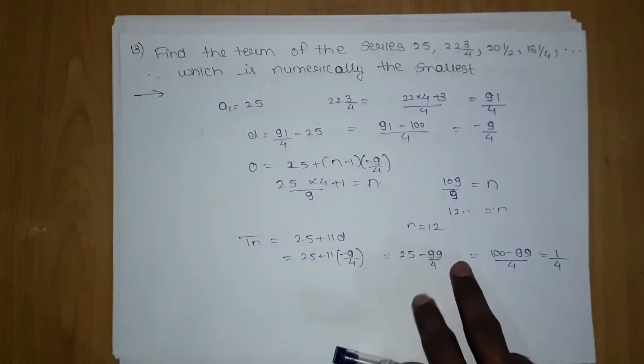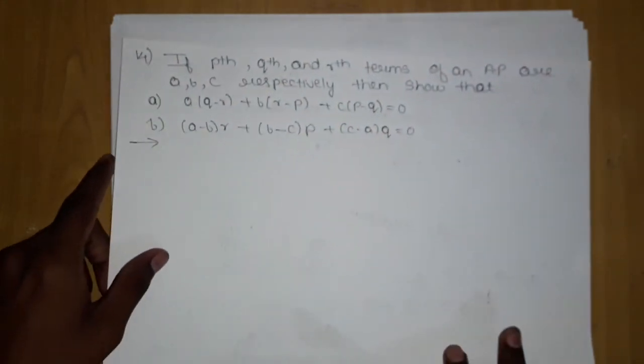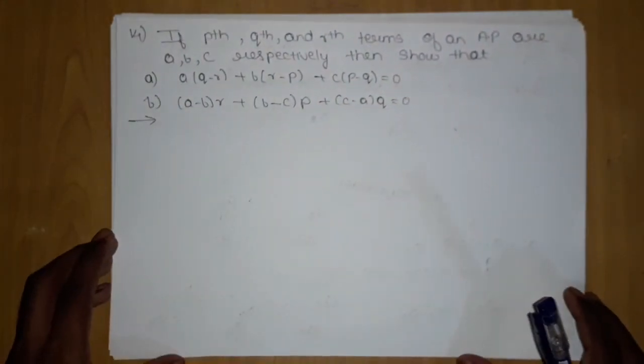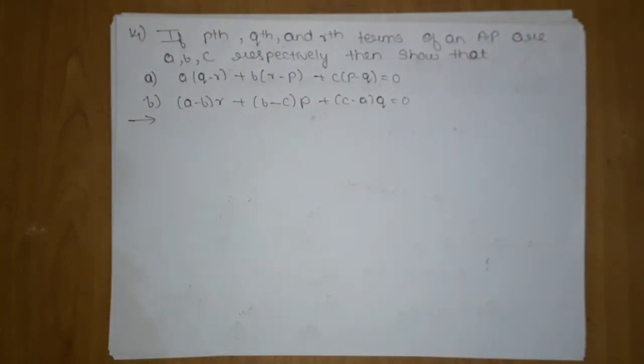Okay, now let's move on to the next question. The next question says as follows: if the pth, qth and rth terms of an AP are a, b, c, then show that a into q minus r plus b into r minus p plus c into p minus q is equal to 0. Now how can we show this?